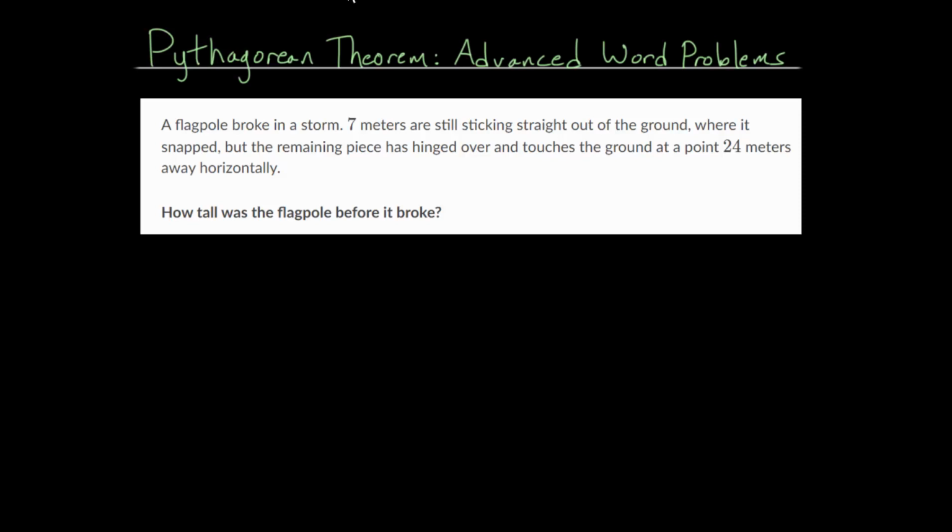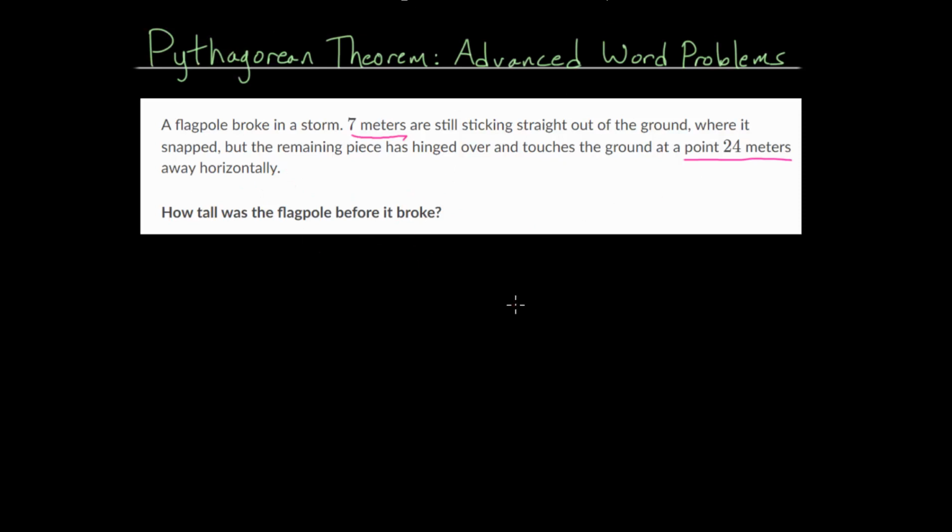In this video, I'd like to look at some more advanced word problems with the Pythagorean theorem. So, in this problem, a flagpole broke in a storm. 7 meters are still sticking straight out of the ground where it snapped, but the remaining piece has hinged over and touches the ground at a point 24 meters away horizontally. So, how tall was the flagpole before it broke?